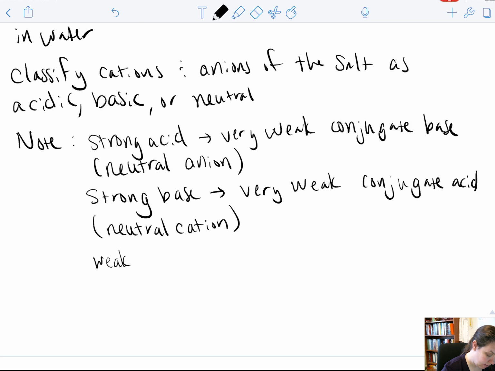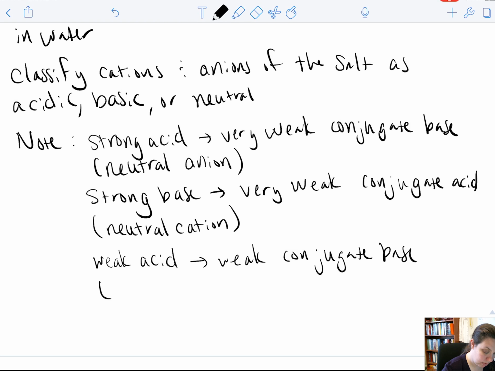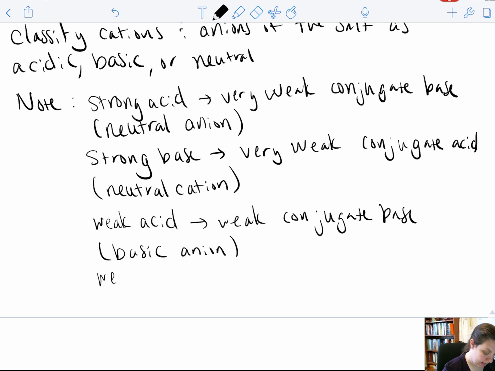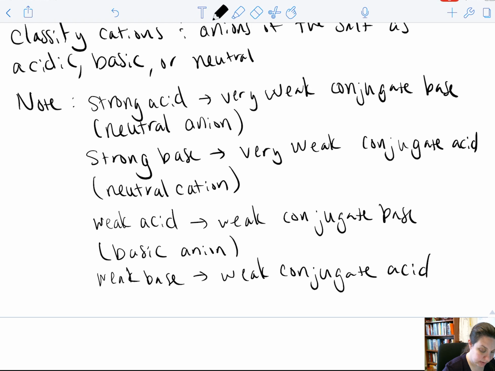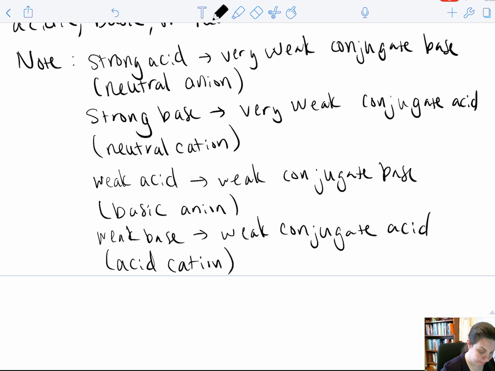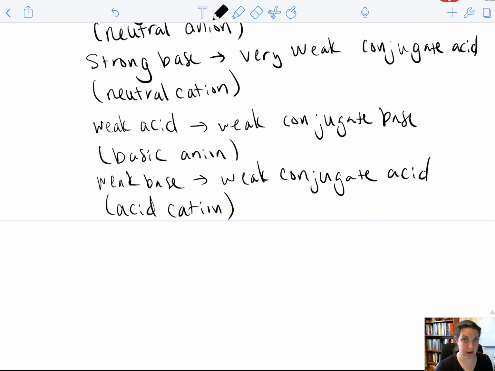If we have a weak acid, we'll have a weak conjugate base, so a basic anion, and a weak base produces a weak conjugate acid. So we would have an acidic cation. Okay?